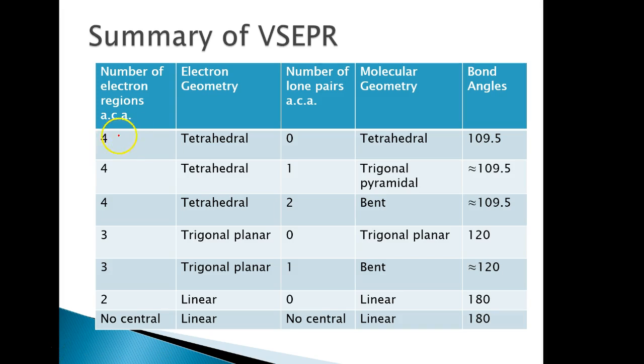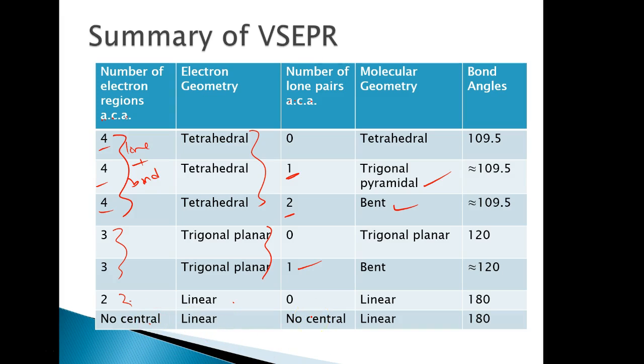So quick summary. These are your electron regions, and ACA stands for around central atom. So this is 4 electron regions around the central atom. Lone pairs plus bonded pairs. Okay? The electron geometry is tetrahedral because they all have 4 around them. But if you have lone pairs around the central atom, one of them is called trigonal pyramidal. 2 of them is called bent. If you have 3 electron regions, they're referred to as trigonal planar. If you have 1 lone pair around the central atom, it's called bent. And then 2 electron regions is linear. And then if there is no central atom, it's linear.